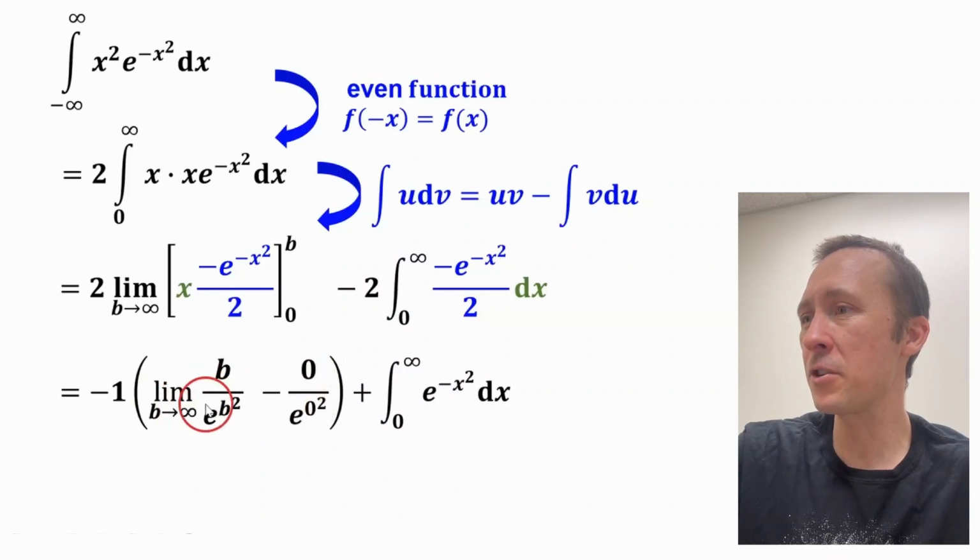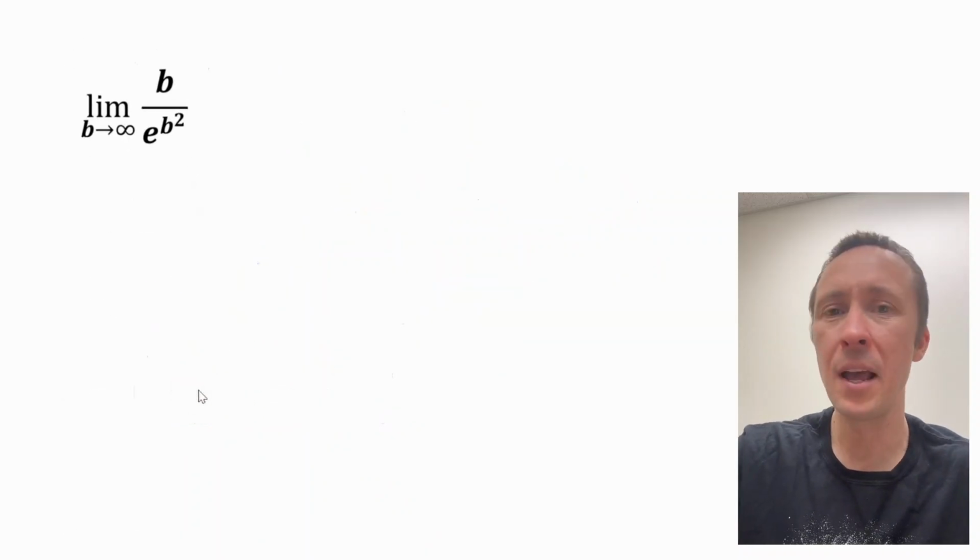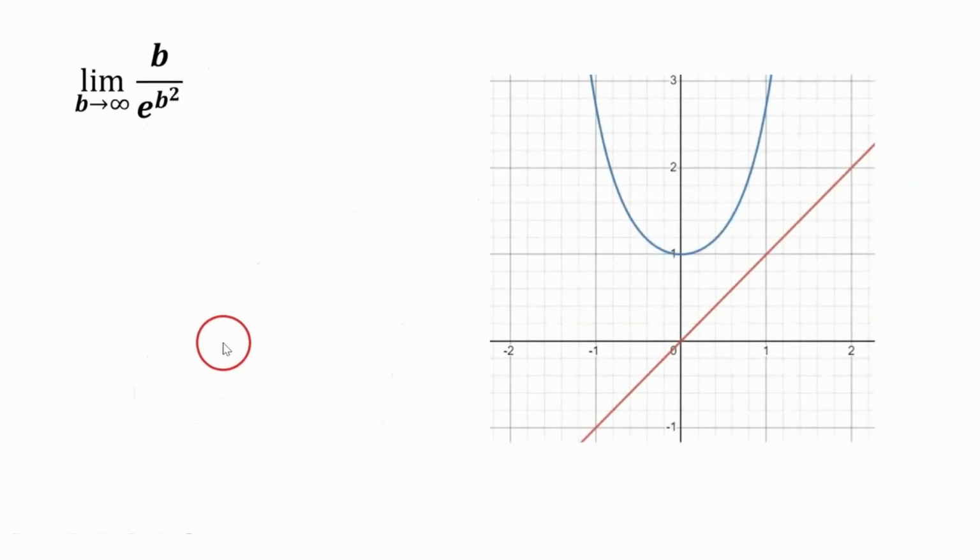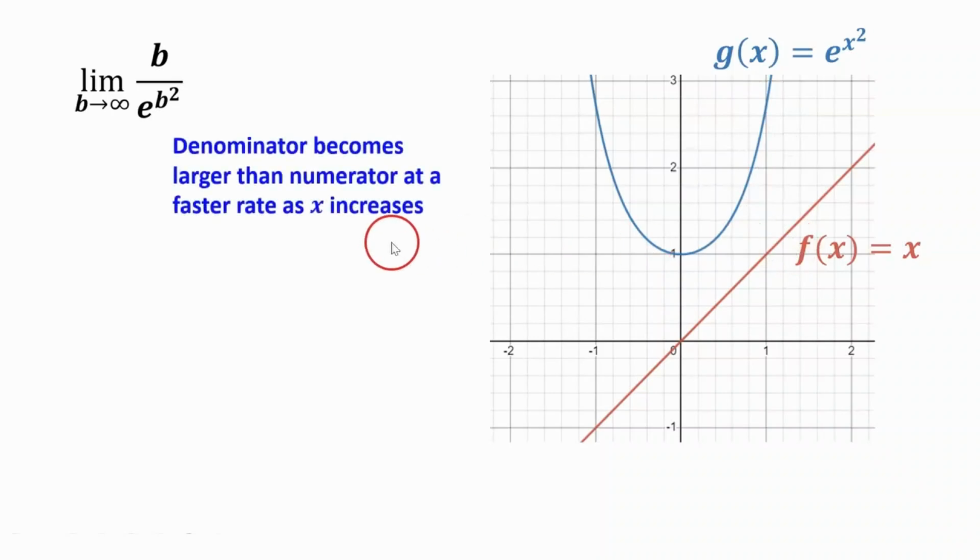Now, to evaluate this first one, you might be able to see that it goes to 0 right away, but we should pause at it quickly. So we can evaluate this kind of graphically, where the numerator b is modeled as f of x. It would be like a straight line. And if we were to write the function e to the b squared as a function of x, we would say g of x equals e to the x squared. And we can see that the denominator is growing at a faster rate compared to the numerator. So because of that, we'll get a larger denominator. That's going to become infinitely larger than the numerator, and it's going to go to 0.